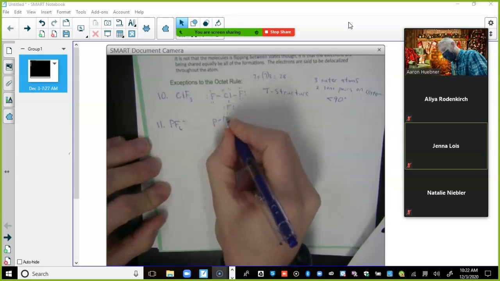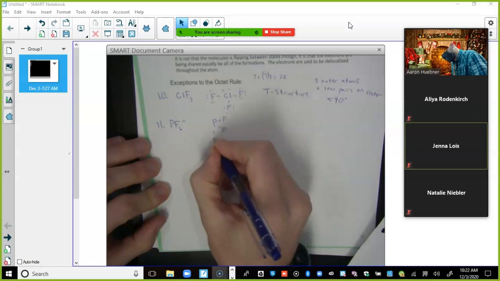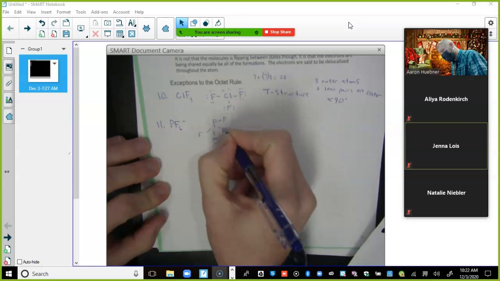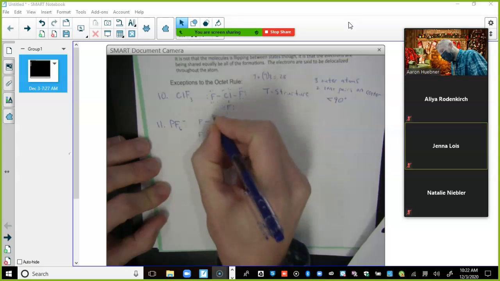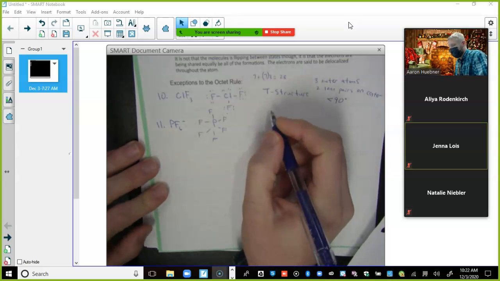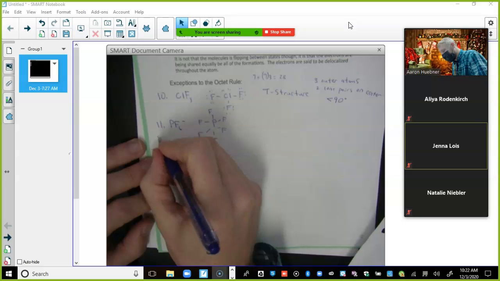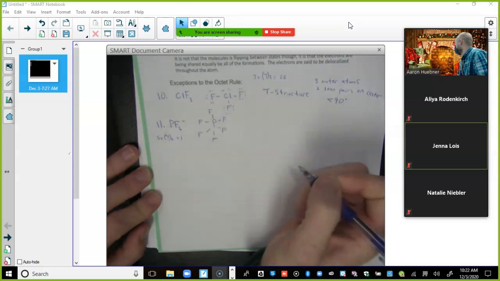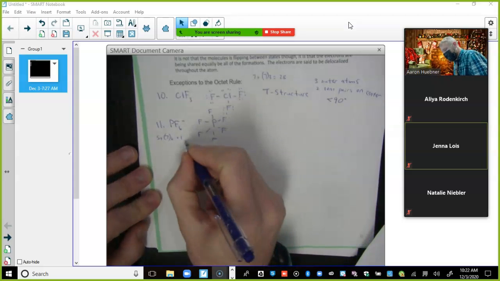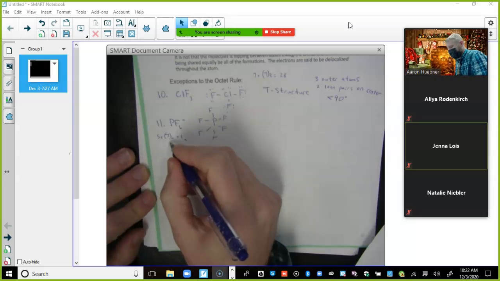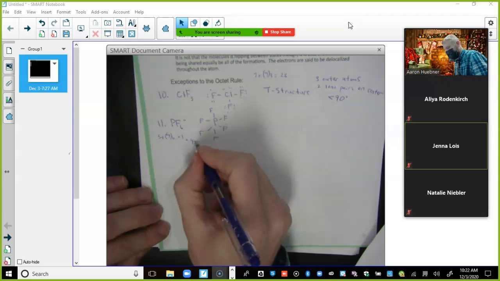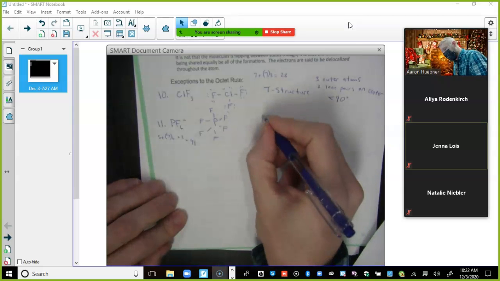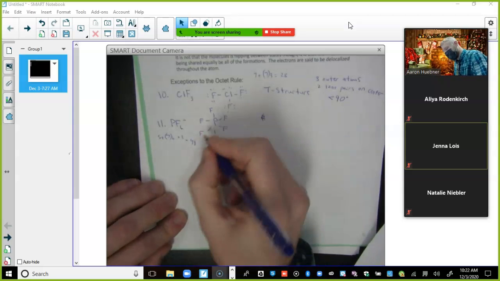So we got to have P connected to F. 1, 2, 3, 4, 5, 6. I got to count the valence electrons. 5 for phosphorus, 7 for fluorine, and there's 6 of them. Plus 1 because it's a negative charge. 6 times 7, that's 42. 47, 48. Oh, I already drew it.